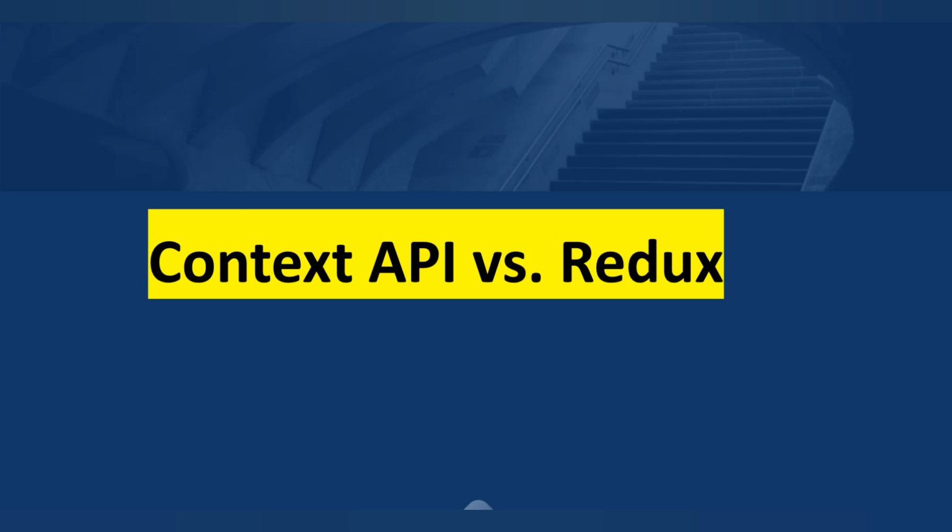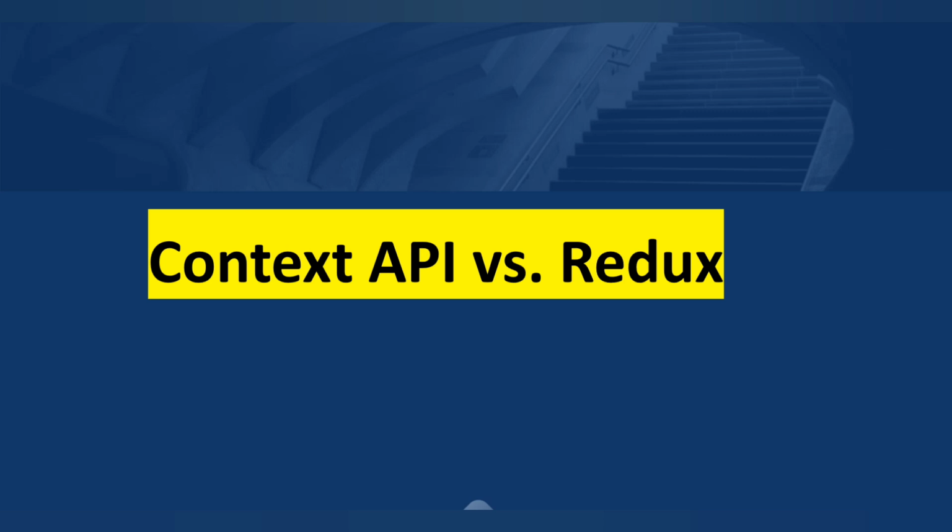When to use which? Use Context API when you have a small to medium-sized application, you need to share a few pieces of state across different components, and you want a simple solution without adding an extra library. Then you should use Context API. Use Redux when you have a large application with complex state management needs, you need to manage a lot of different pieces of state and want a structured way to do it, and you want advanced debugging tools and middleware support. This is all about Context API and Redux.